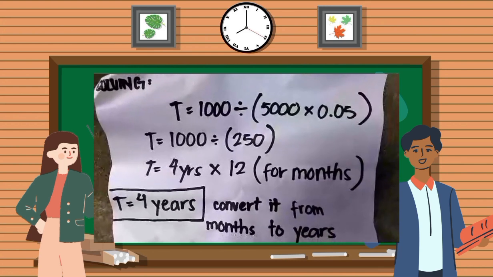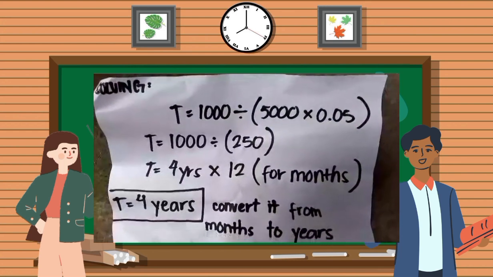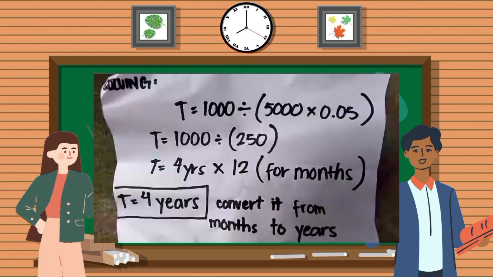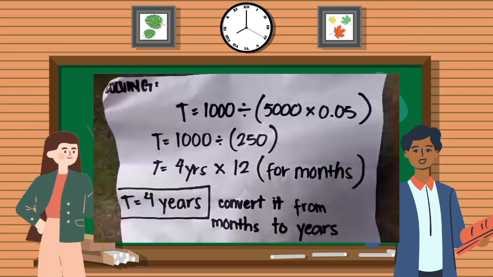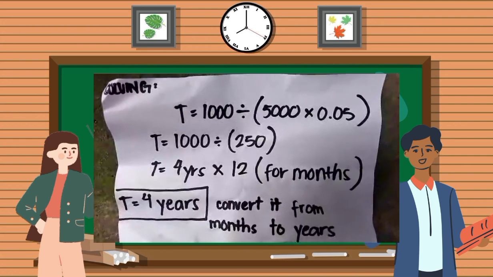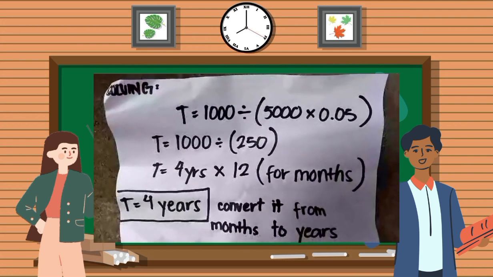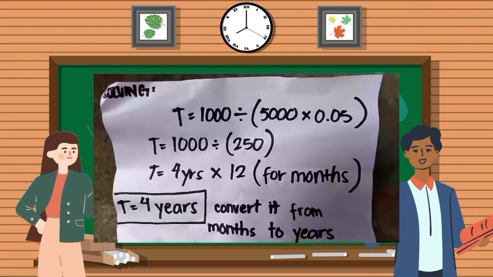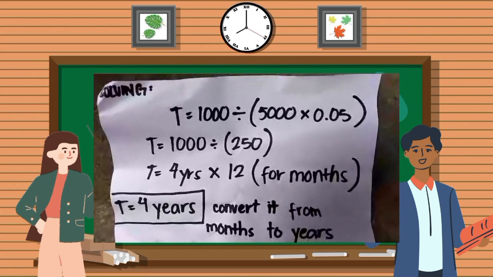Ang una natin gagawin is yung pag-times natin. 5,000 times 0.05, ang sagot niya ay 250. Next naman is yung 1,000 divided by 250. Ang sagot niya ay 4, or 4 years. So, times natin sa 12, magiging 48 months siya.